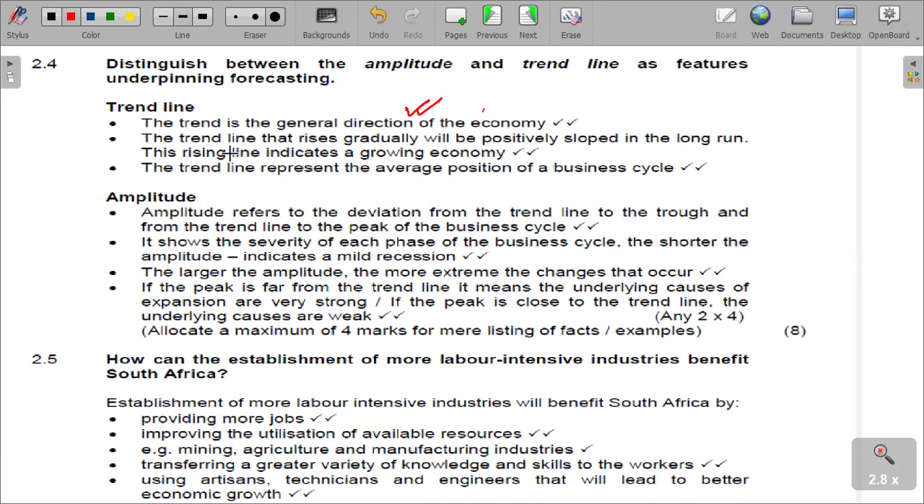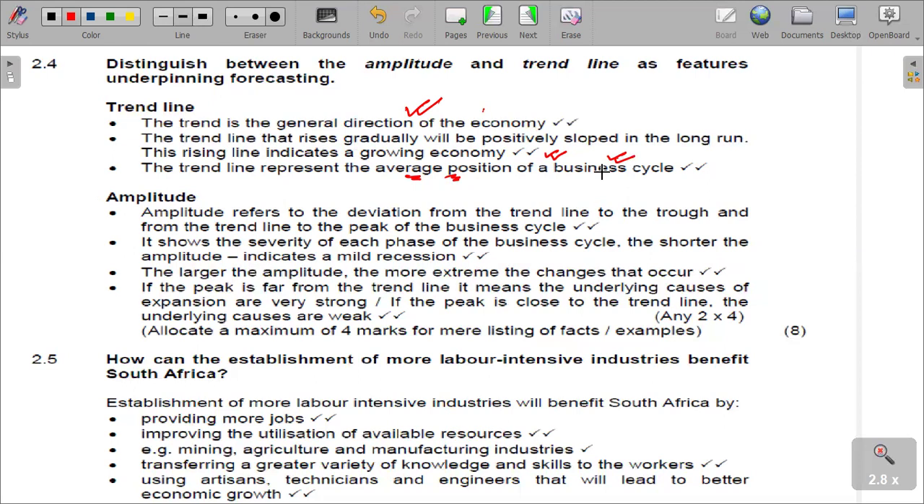A trend line that rises gradually will be positively sloped in the long run. This rising line indicates a growing economy. Therefore, when there is a positive slope, it indicates a growing economy. The trend line also represents the average position of a business cycle, which is to say how far the business cycle is operating.